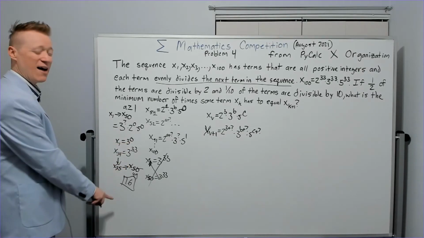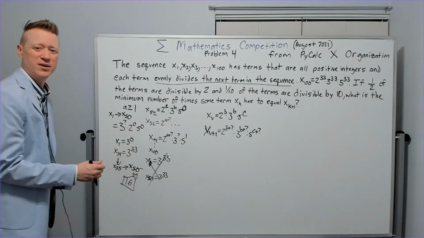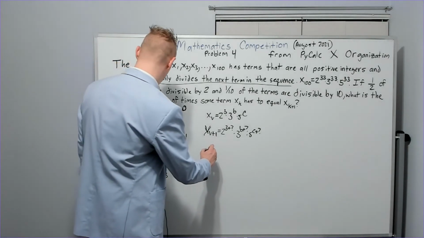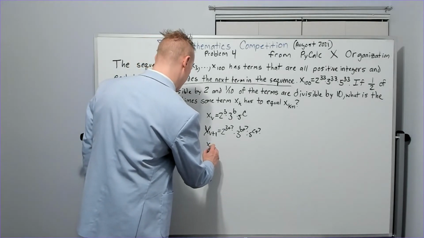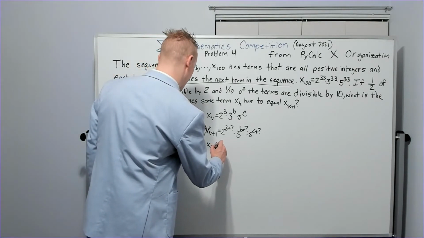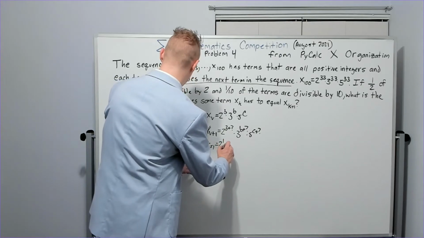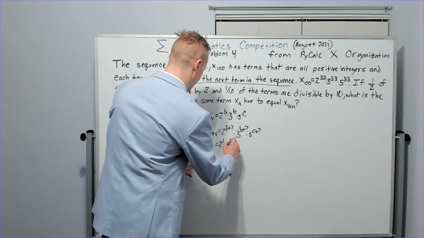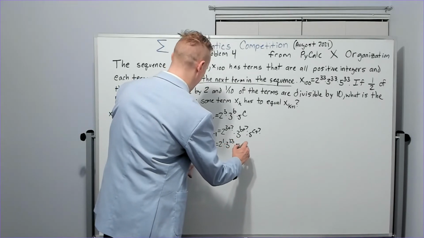You don't have to have them all at the end, but it doesn't really matter where you put them. It's going to come out the same either way. So the next thing would be, now what do we do? At x sub 51, let's say we start with 2 to the first, and we've got 3 to the 33rd, which it has to have, and 5 to the 0.